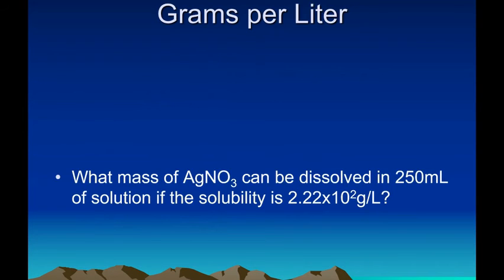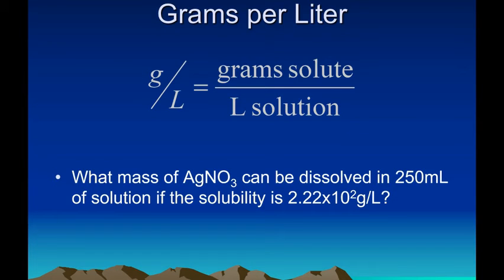Now we're going to look at grams per liter. Grams per liter is exactly what it sounds like, so it should be an easier equation. I believe that molarity and molality are the more challenging ones here. In this case, it says what mass of AgNO3 can be dissolved in 250 milliliters of solution if the solubility is 2.22 times 10 to the 2 grams per liter. So 222 grams per liter.